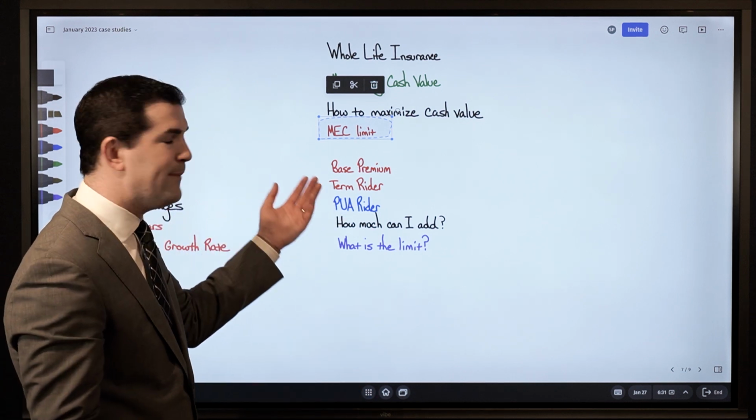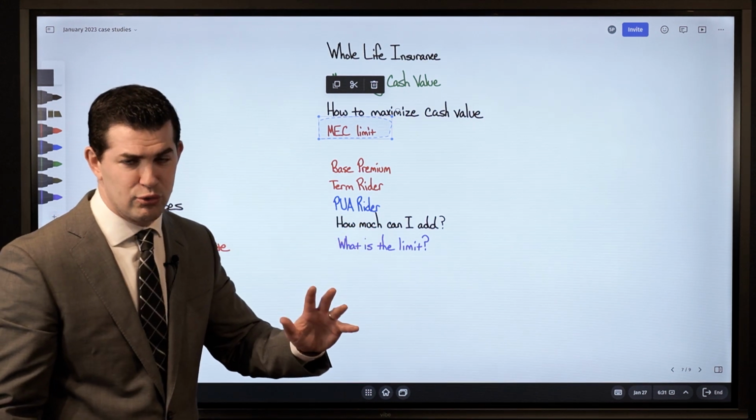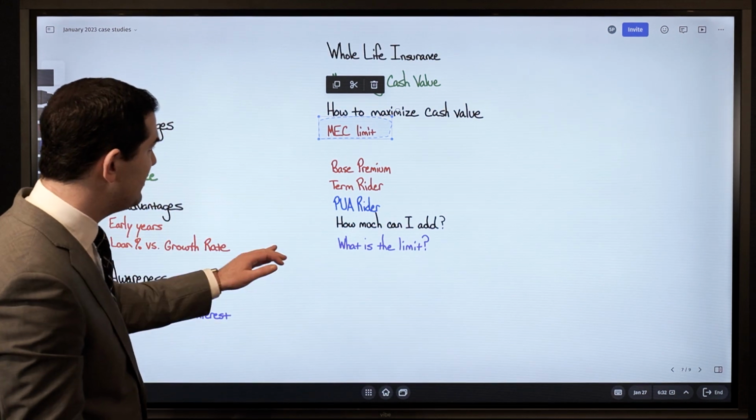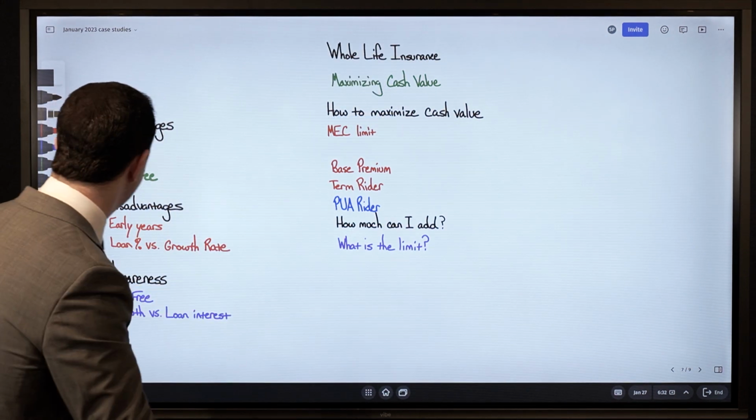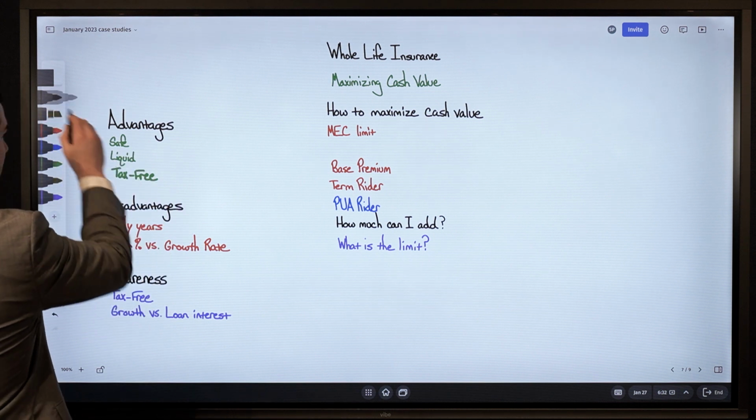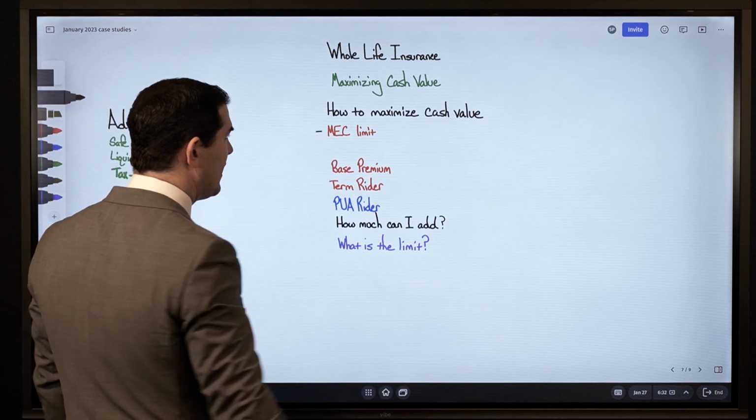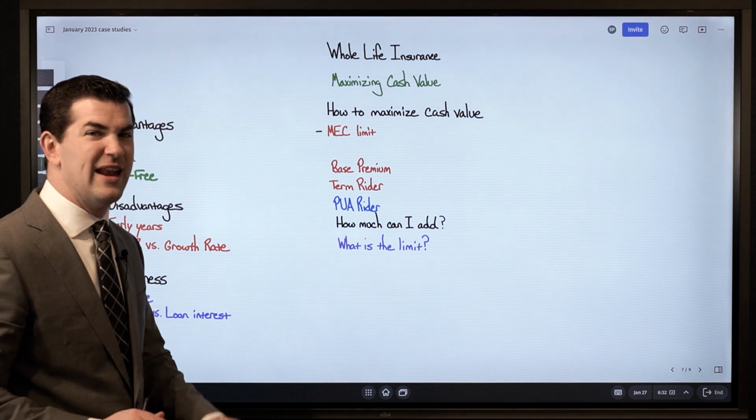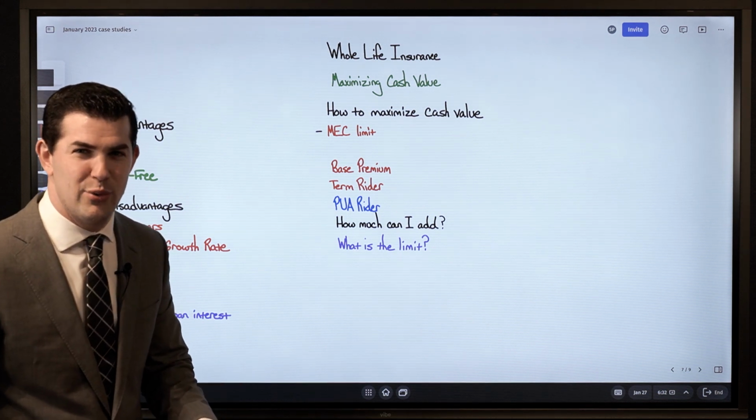So then we have the MEC limit. Know the limits, the rules of the game. A MEC limit is exactly what it sounds like. It's a limit that determines the maximum dollar amount you can pay into a policy before that policy becomes a MEC. Here's a fun part of the game. We can actually set that MEC limit wherever we want.